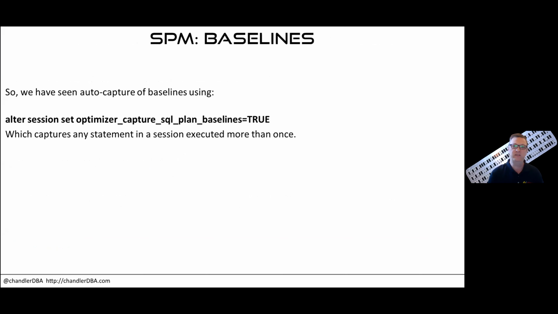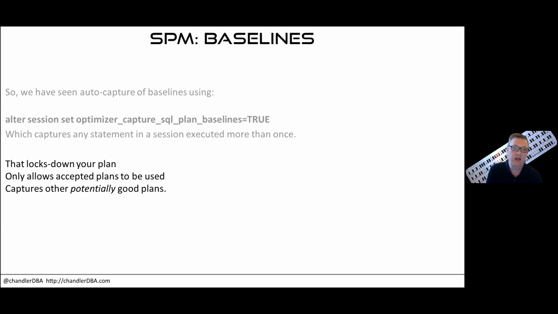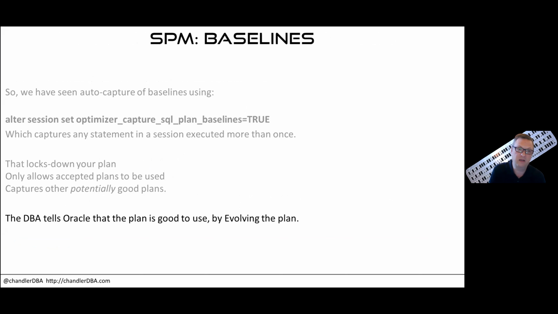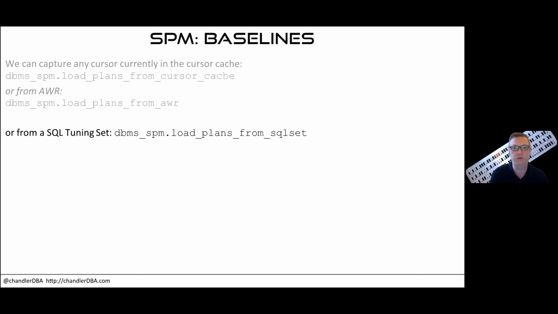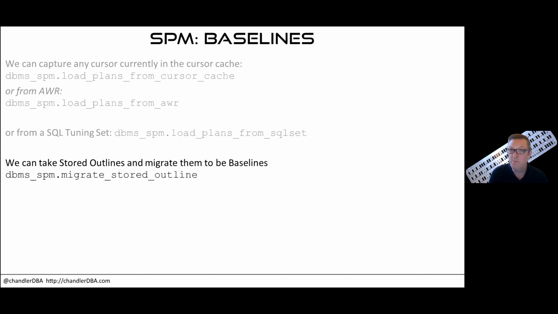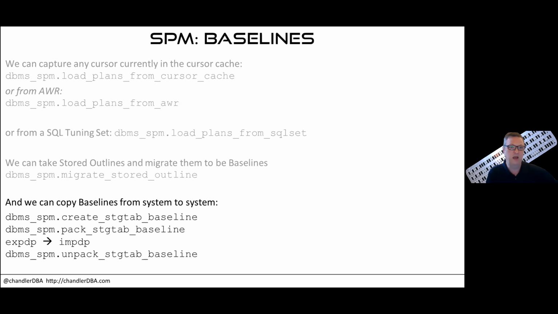So, baselines. I captured it using a generic setting, optimizer_capture_sql_plan_baselines. What we can also do is capture it in many different ways. You can capture a baseline from the current cursor, from AWR, or from a SQL tuning set. You can migrate a stored outline into a baseline. That's fabulous: if you've got any old stored outlines, you need to turn them into baselines. And you can copy baselines from system to system, which is incredibly useful.